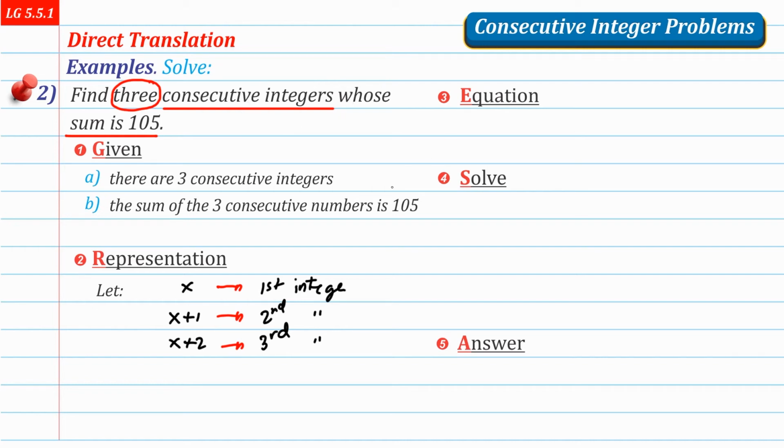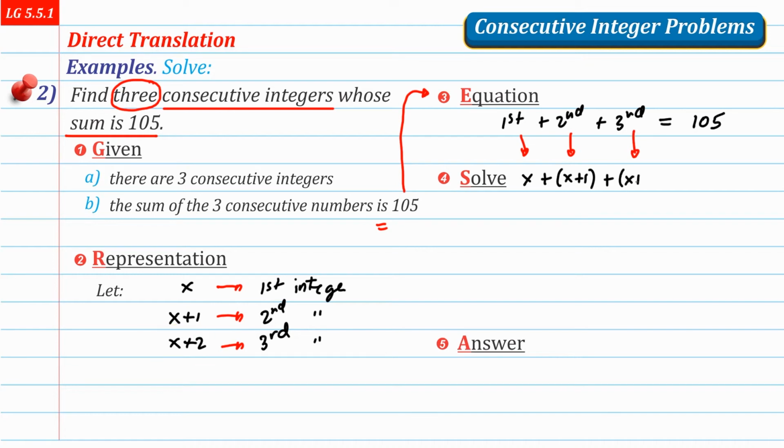Now, the very important equation. The sum is 105, so first plus second plus third is 105. Substitute. The first is x, plus the second, the quantity x plus 1, plus the third, the quantity x plus 2, is equal to 105. This is now our working equation.